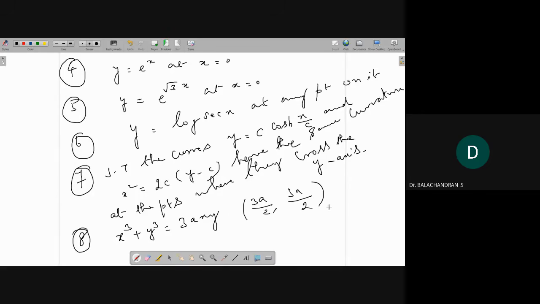So this is enough. Actually, I solved only 3 problems, but I gave 5 problems. The reason is you should try more problems, then only you can write in the examination also. So surely I will not do 4, 5, 6 again, but I will do 7 tomorrow. You will try, and if you get the answer, please post it in the WhatsApp group.